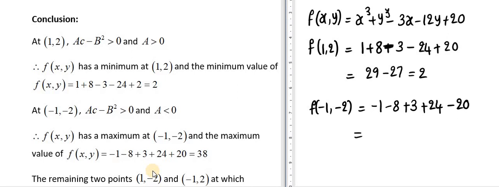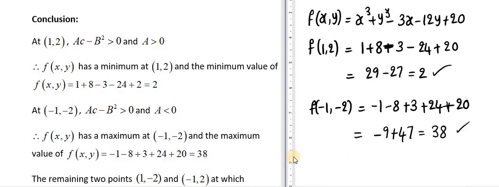Here the negative quantity is minus 9, plus 20, this one. Negative quantity is minus 9. Positive quantity is 47. So we are going to get 38. This is the minimum value. This is the maximum value.